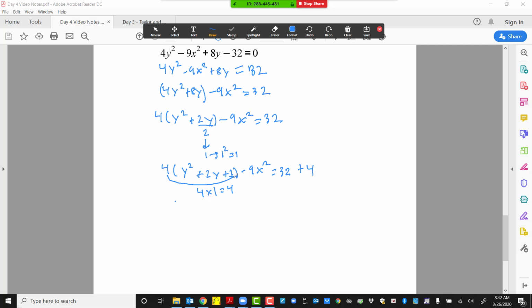And then we're going to simplify this. So y squared plus 2y plus 1 is the same as saying y plus 1 times y plus 1. So we have 4 times y plus 1 squared minus 9x squared, and 32 plus 4 gives us 36. Now we need to divide everything by 36 because we have to have this equal to 1, and we have to have these denominators. Okay, 4 over 36 just gives us 9, so y plus 1 squared over 9. 9 over 36 just gives us x squared over 4 equals 1. And so now we have it in standard form.